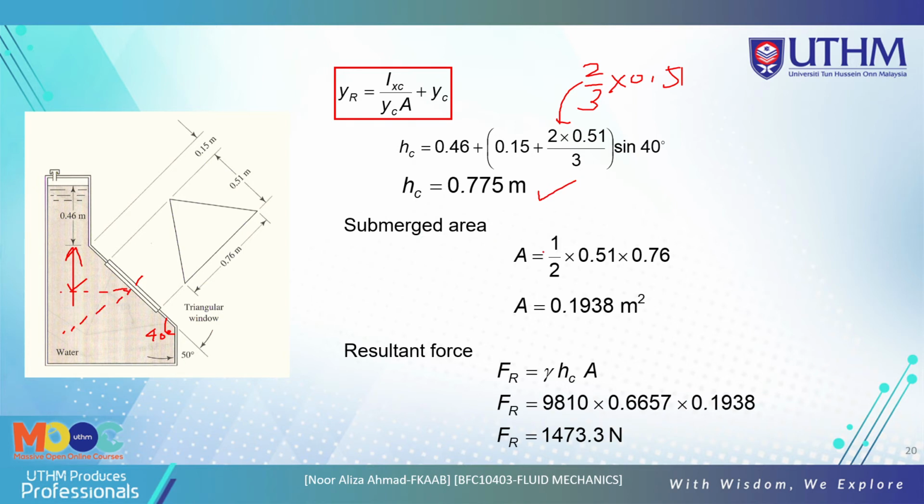And the submerged area here is triangular. The triangular is 1/2 times 0.51 times 0.76, so you get the area of this surface. And you get the hydrostatic force or resultant force using this equation. So you get the value of this one.